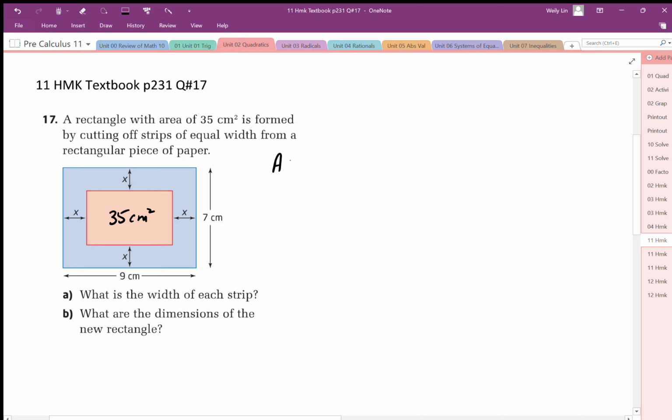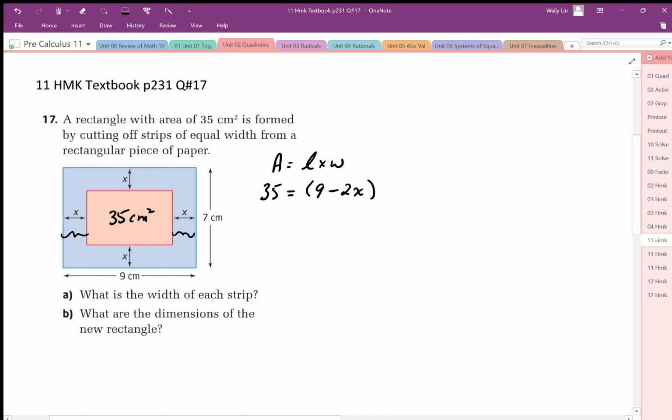So area is equal to length times width. The area in this case is given to you as 35 centimeters squared, and the length is going to be a length of originally 9 centimeters, but we're going to cut off a length of x from both sides, so we're going to take off 2x, and that gives us our length.